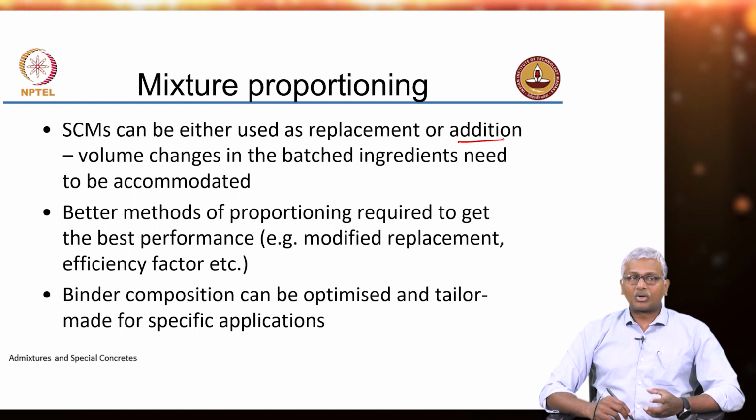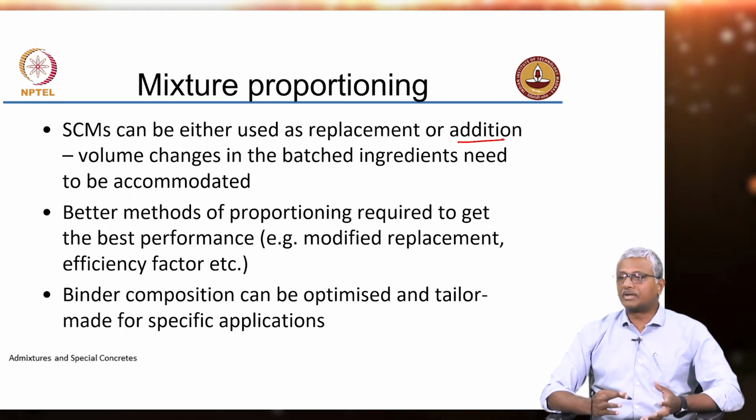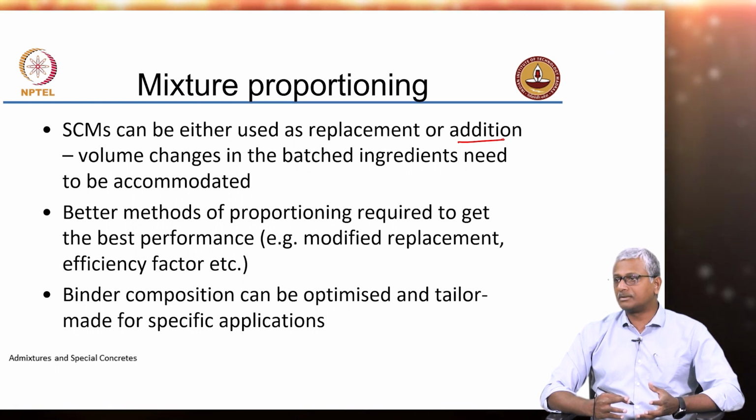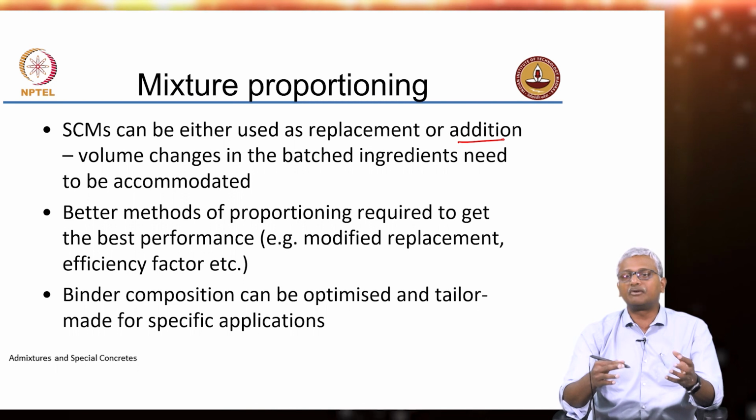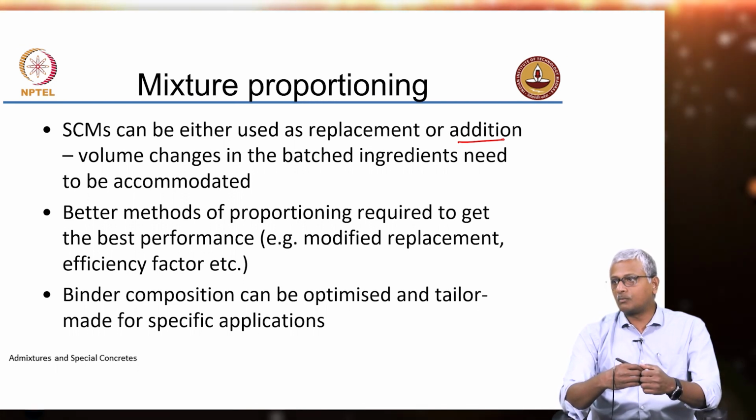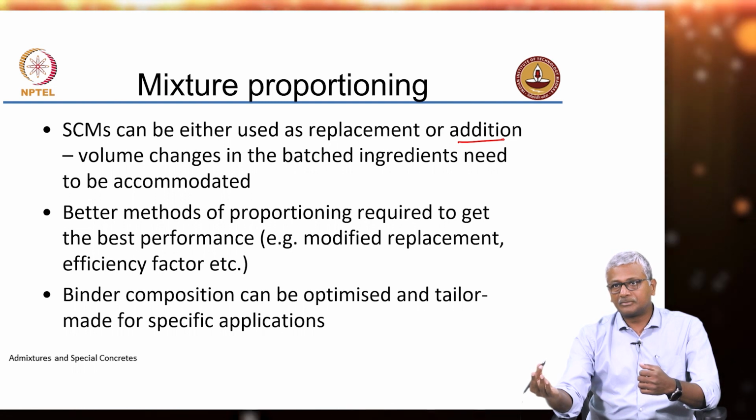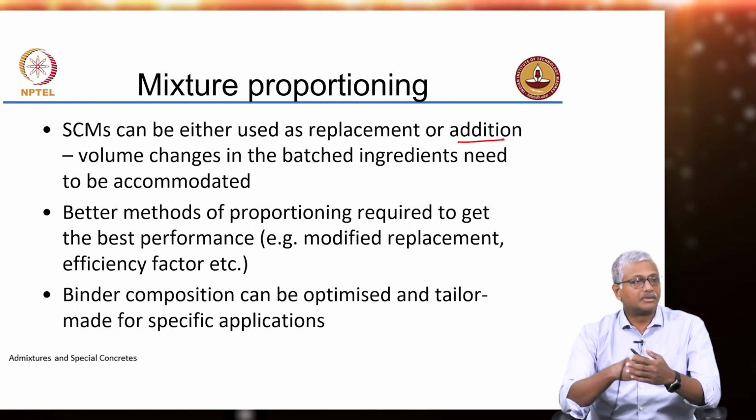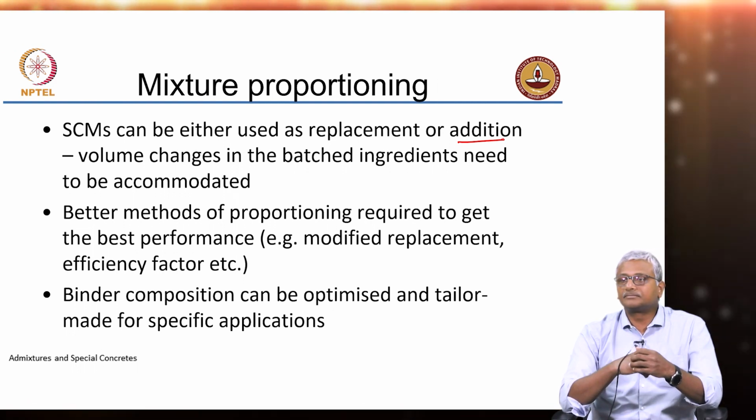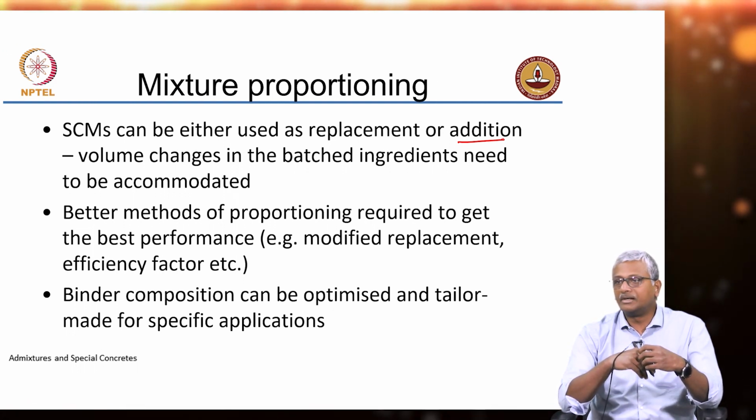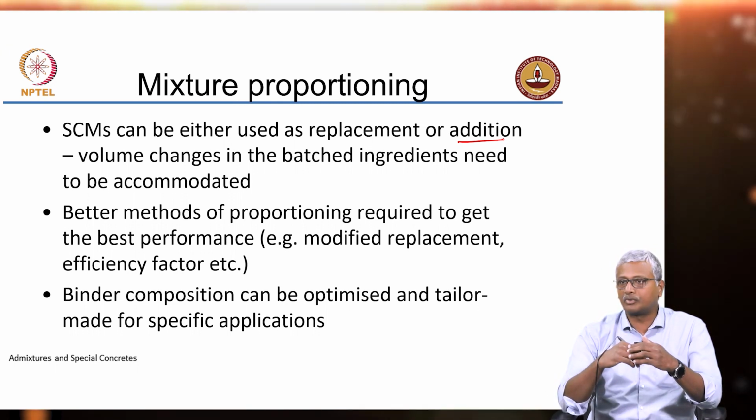Now, what will happen as a result of this is that your volume adjustment has to be done for the concrete, because concrete is always designed for a given volume. You design concrete for 1 cubic meter, and what is the approximate mass of that 1 cubic meter? What is the mass or unit weight of 1 cubic meter of concrete? 2400 kilograms per cubic meter, right? Each cubic meter of concrete weighs 2400 kilograms.